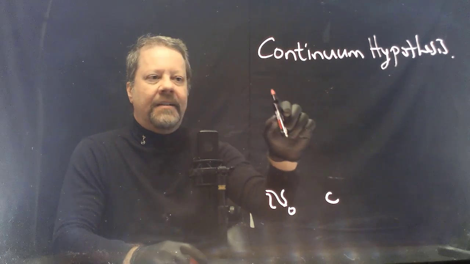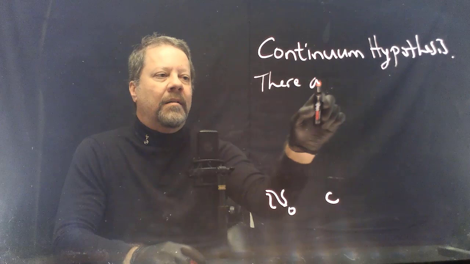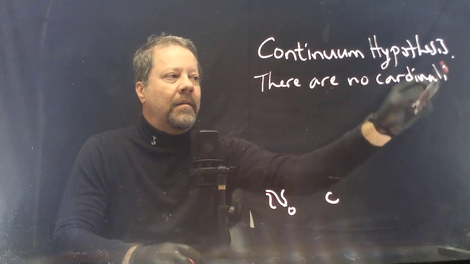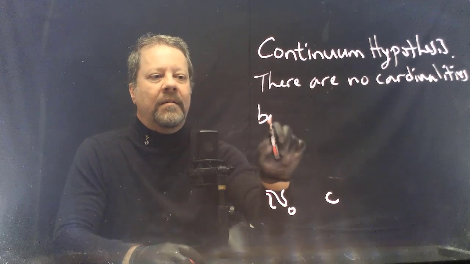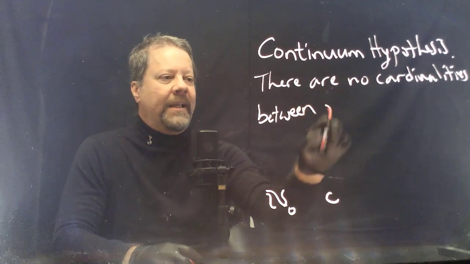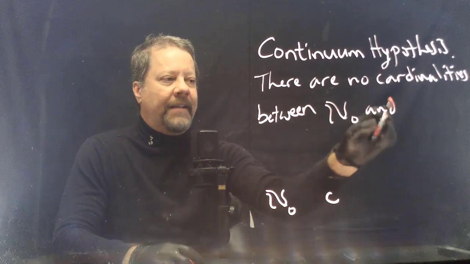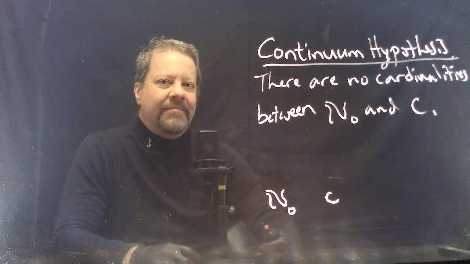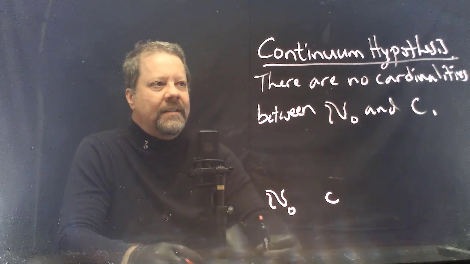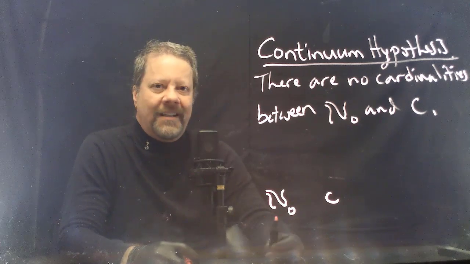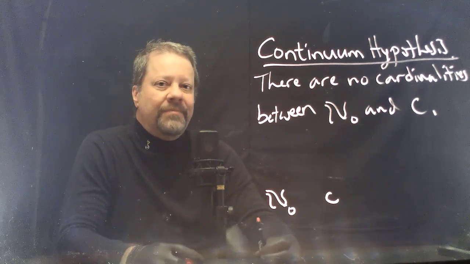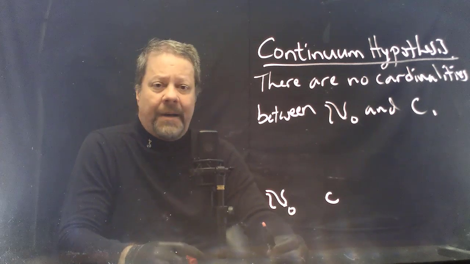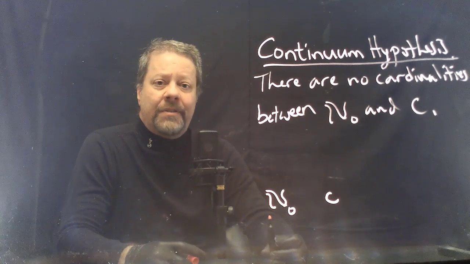It says that there are no cardinalities between aleph naught and the cardinality of the continuum. So there's nothing in between. It's been shown that you cannot prove the continuum hypothesis is true. It's also been shown that you cannot disprove the continuum hypothesis. You can't show it's true, you can't show it's false.